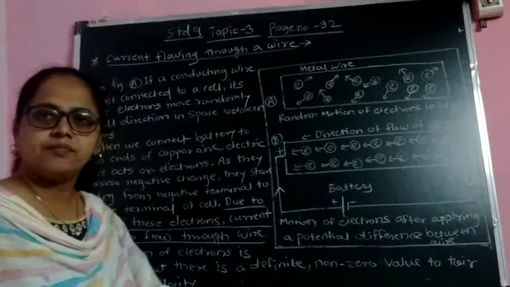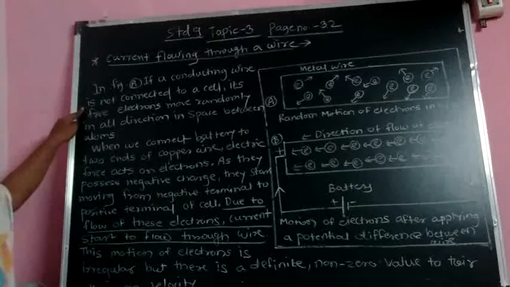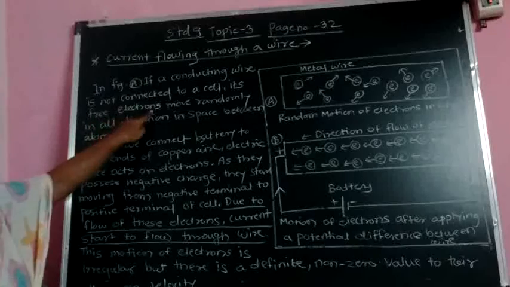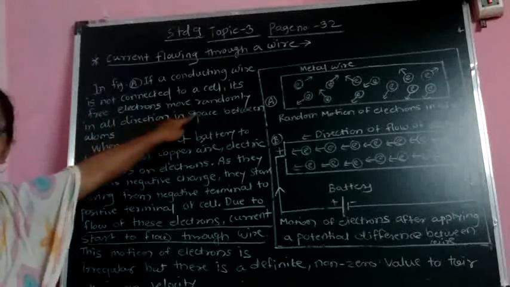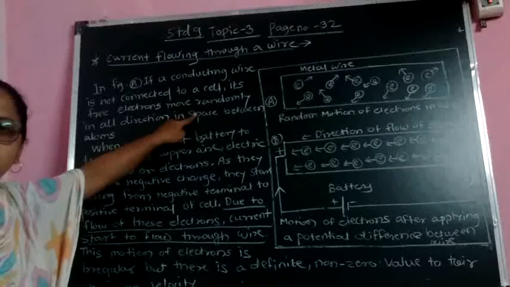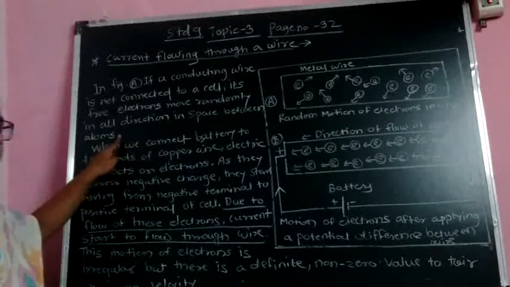Now you can see in figure A, if a conducting wire is not connected to a cell, its free electrons move randomly. Randomly means they are moving here and there. They don't have a particular direction. They move in all directions, in the space between the atoms.